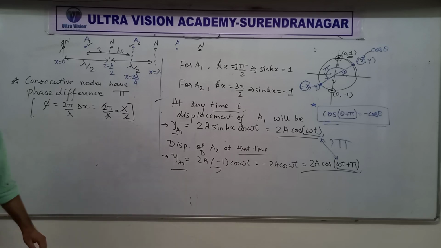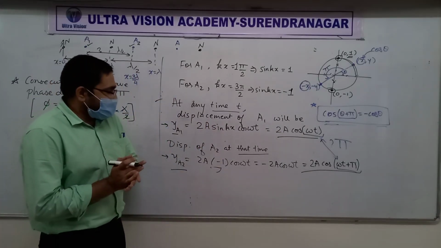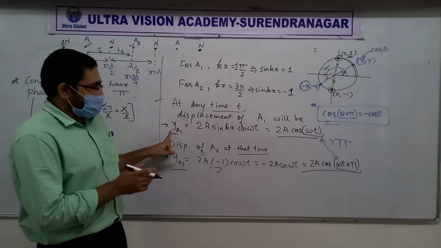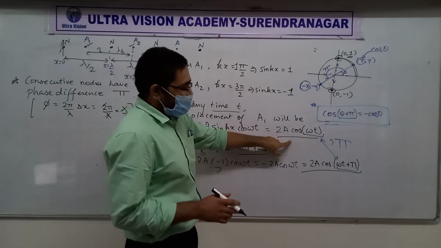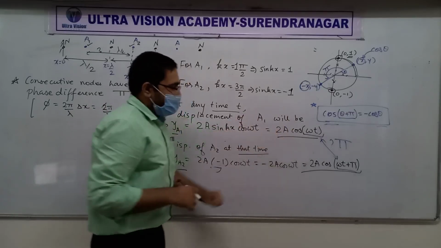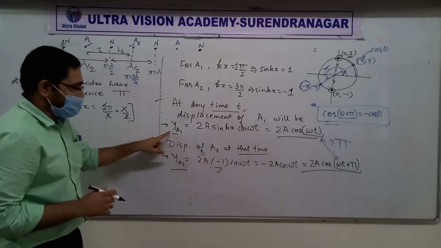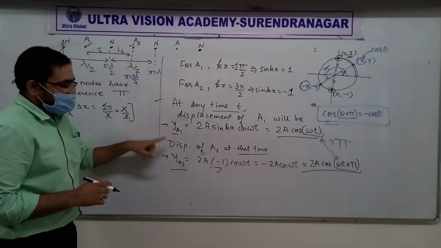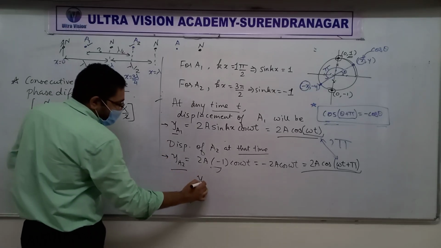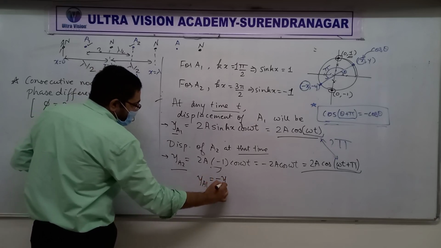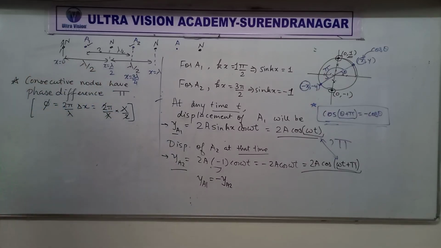So what we are seeing is that these equations tell us that when one antinode, that is A1, has positive displacement, whatever that is, the second antinode has exactly the same negative displacement. You understand what I am saying? That these two are negative of each other? Yes or no? What I am saying is that YA1 and YA2 are opposite of each other. Is that clear?